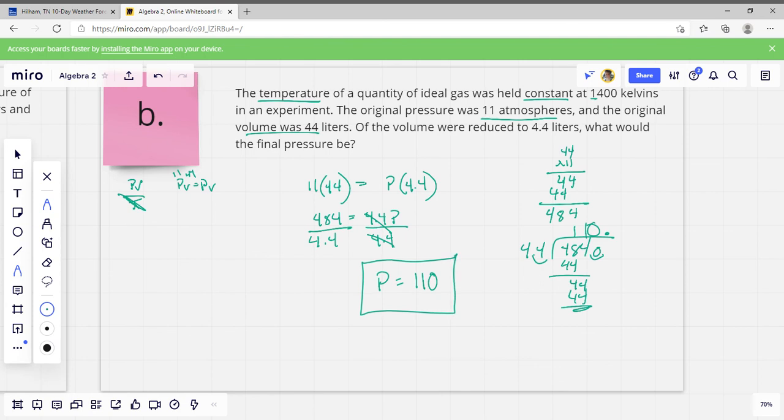And there's the answer to that one. So these aren't very difficult. Just got to know how to set them up.